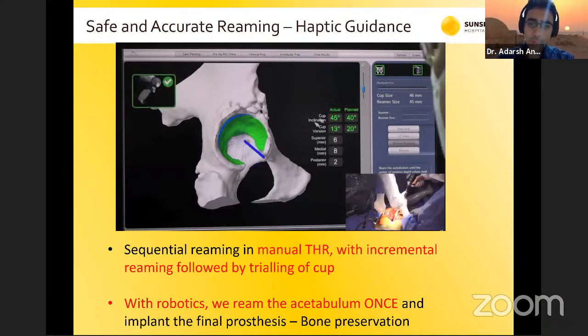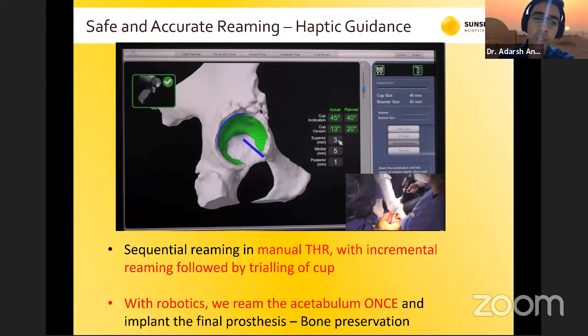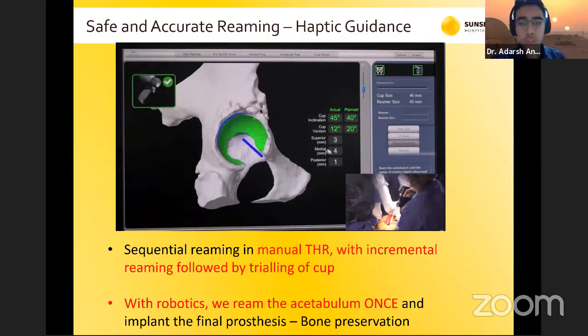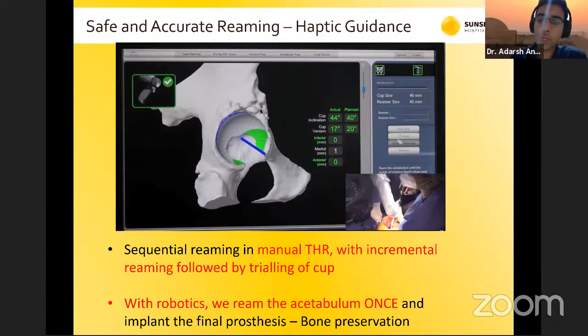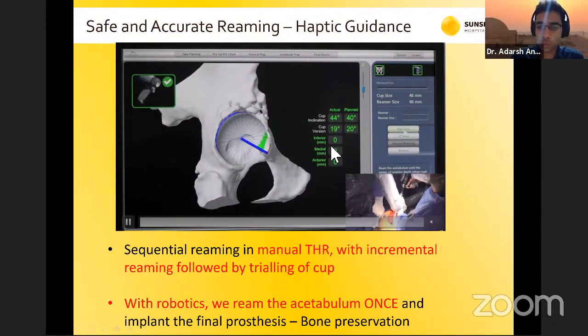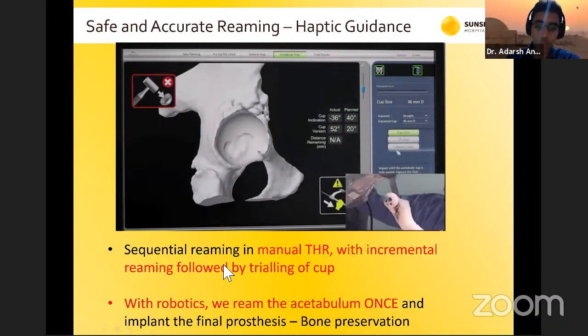So then the reamer has come in. As I said, the robot is not locked in. We are still directing it, but we're directing in the direction of the green part, which is showing to us on the screen. And it's also telling us how much more medial to go, how much more superior to go. And we have to try to aim to get zeros all over there. Okay, so that's a single ream. As I mentioned, sequential reaming was always required in manual THR with incremental reaming followed by trialing. Here is a single ream. We know how much to ream, so we don't have to keep on trialing.